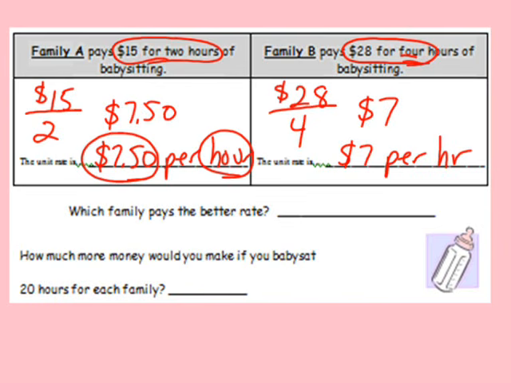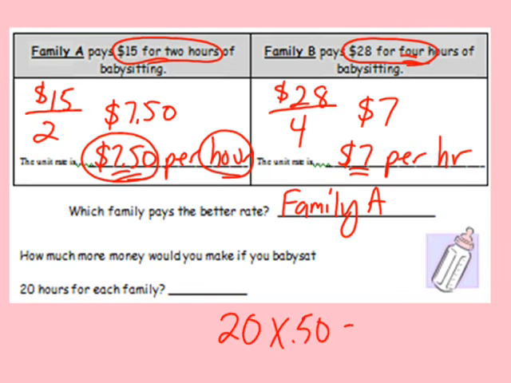So which one's better? Well, they're offering $7.50 an hour. They're offering $7 an hour. You'd make more money if you were to babysit for family A. And how much more money would you make if you babysat for 20 hours for each family? Well, 20 hours times a difference of 50 cents, you'd make an additional $10 babysitting for family A. So that's what unit rates are and unit prices and how we use them.